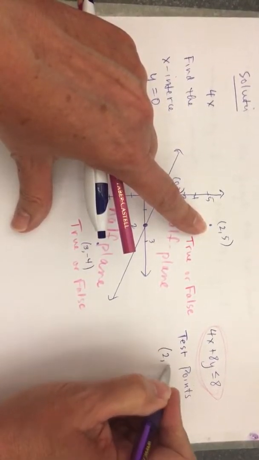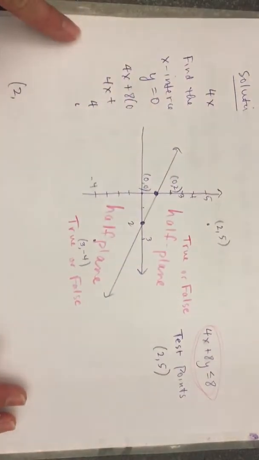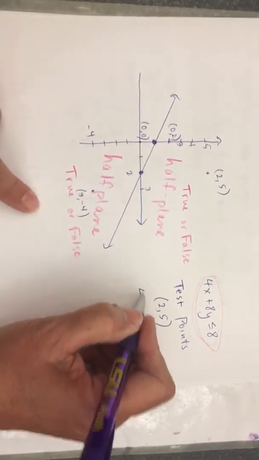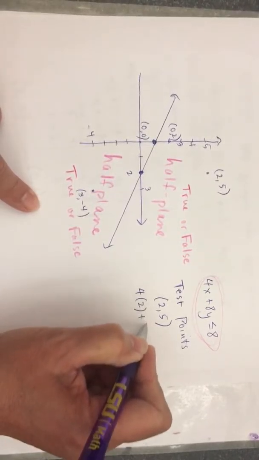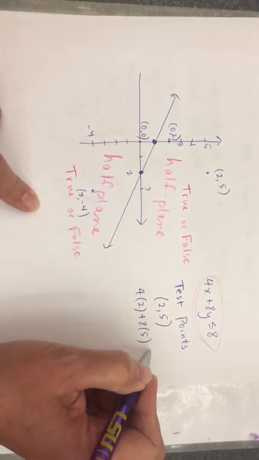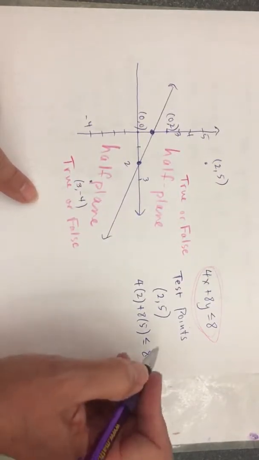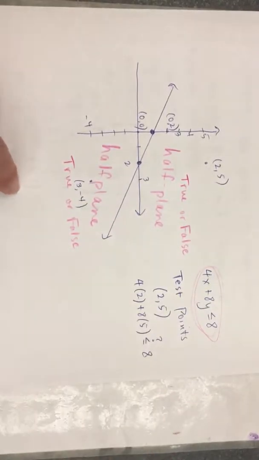And so one of them, (2, 5). If I plug that in, I'm going to have 4 times 2 plus 8 times 5 is less than or equal to 8, and it's a question mark right there. When I was in grad school taking an advanced algebra class, that's how my professor would do it. He would put it, we're questioning whether or not that's true or false.